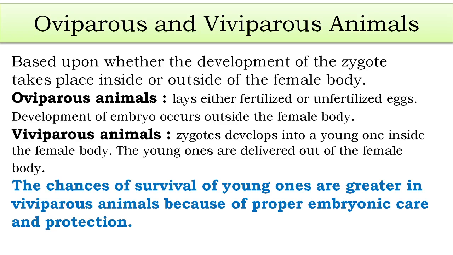Based upon whether the development of the zygote, or the embryogenesis, happens inside the female body or outside, there are two types of animals: oviparous animals and viviparous animals. You have to remember these two terms.